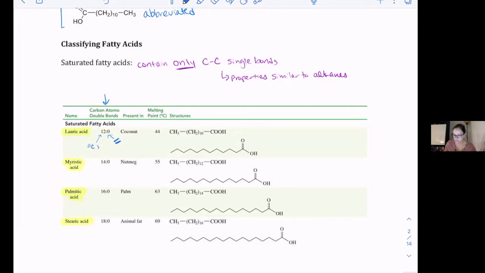Here we go. You'll also notice their melting points. Lauric acid, for example, is a component in coconut oil. It has a pretty low melting point. That's why coconut oil sometimes is a liquid, sometimes is a solid at room temperature.